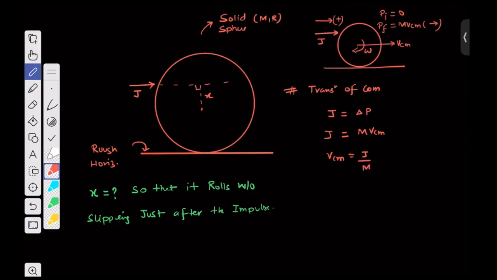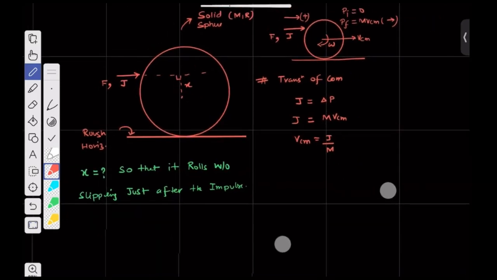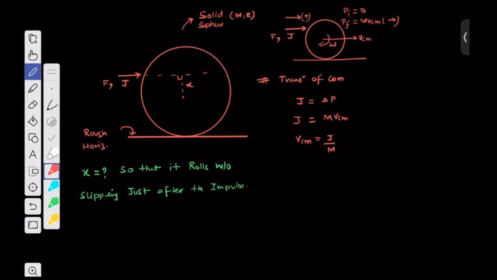Now, whatever this impulse is, it is coming because of some force. Suppose the force which brings this impulse is the force F. So what we do next is we find the torque of that force, or the torque of the impulsive forces, about the center of the mass. But we've got only one impulsive force. So next we'll be writing down things for the rotational motion about the center of the mass.